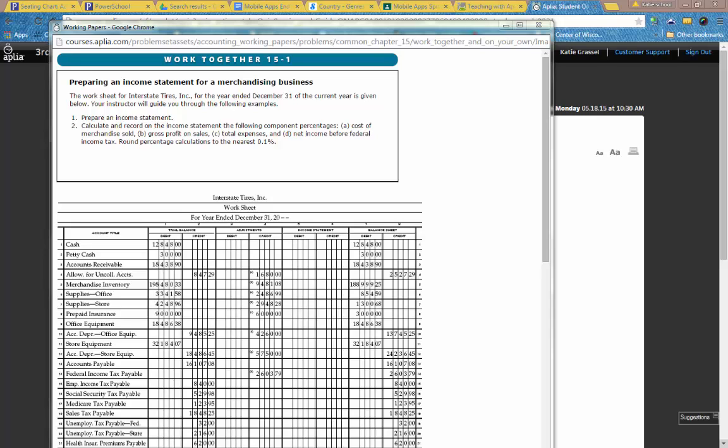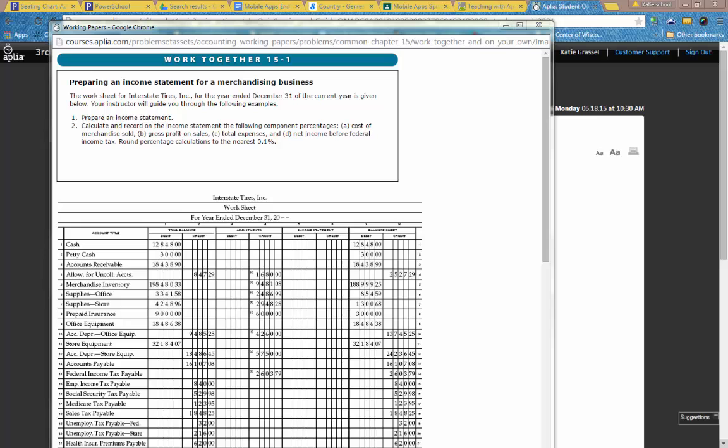We went through in chapter 14 and did our worksheet. Our worksheet is our first financial statement that we do at the end of the fiscal period, but it's not a permanent financial statement. Permanent financial statements would be the ones that would go in an annual report. So we prepare a worksheet to make sure all of our accounts and everything is ready to go for our permanent one. So the first permanent financial statement that we're going to do is an income statement.